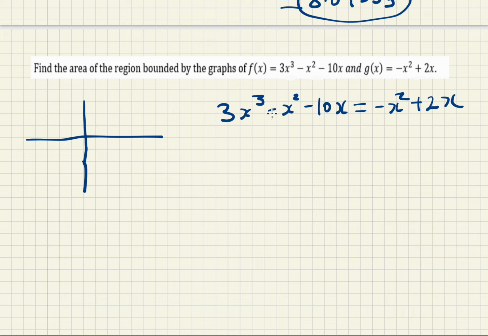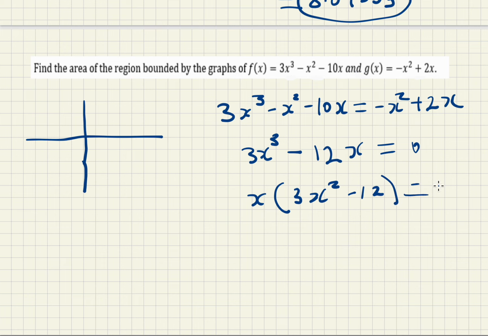Now, after solving this, we get 3x cubed. We can add x squared and subtract 2x from both sides, and we get this equals 0. Now we can take an x outside, so we get 3x squared minus 12 equals 0. We can also take a 3 outside, so we get 3x times x squared minus 4.